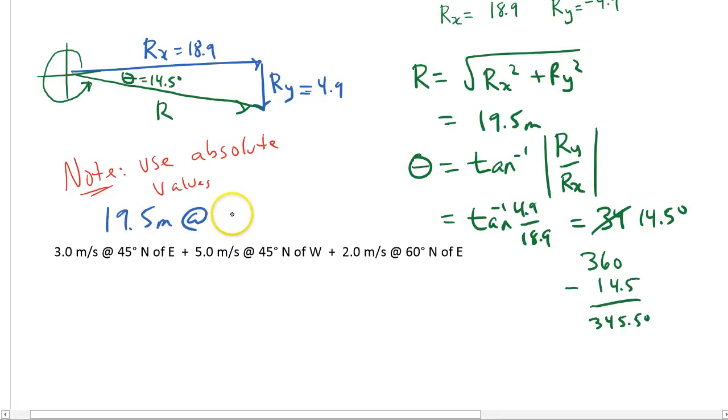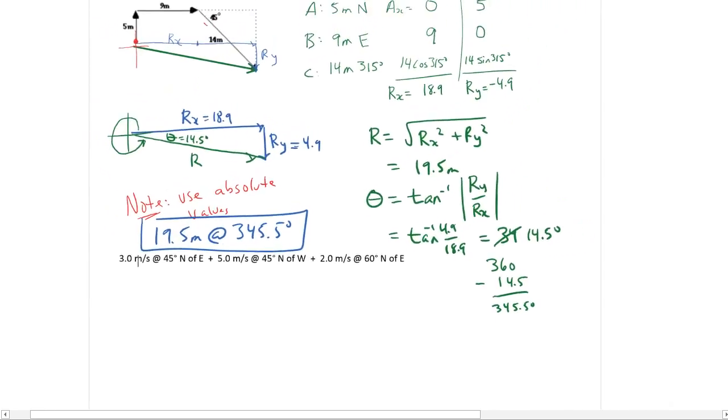at 345.5 degrees. So what are my important steps here?